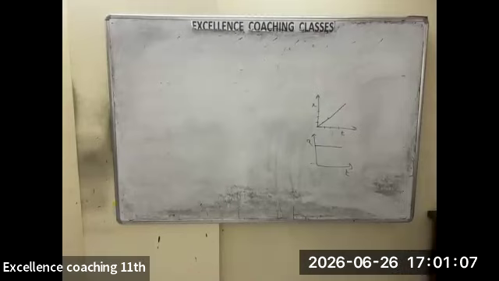Everyone remember the kinematic equations? Tell me the equations. V is equal to U plus AT. Second one, S is equal to UT plus half AT square. Third, V square is equal to U square plus 2AS. Very good. Okay, you all read first.